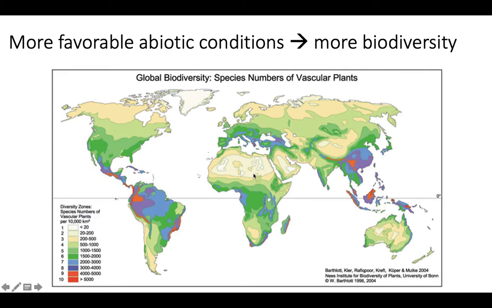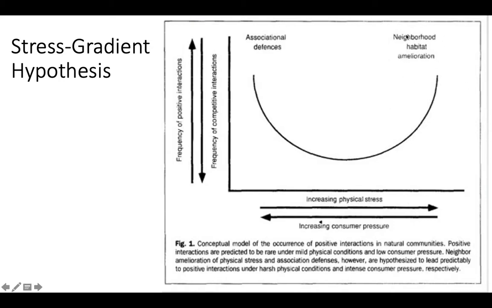And cacti develop the succulent adaptations where they can trap water in the dry conditions of the desert. They develop adaptations that help them ameliorate their habitat.